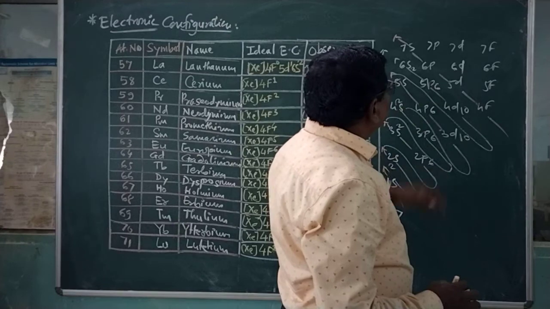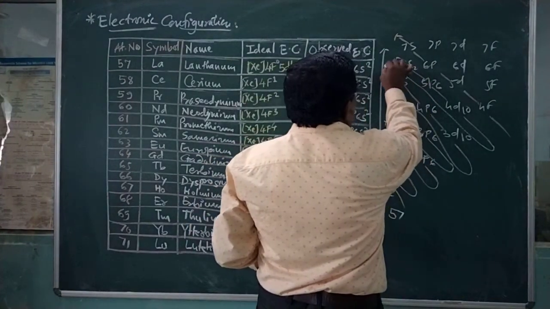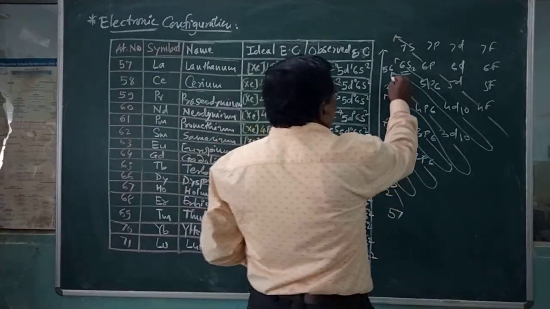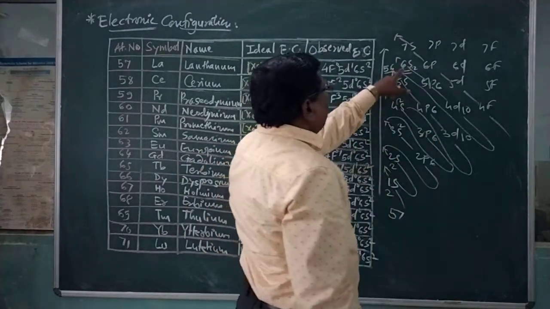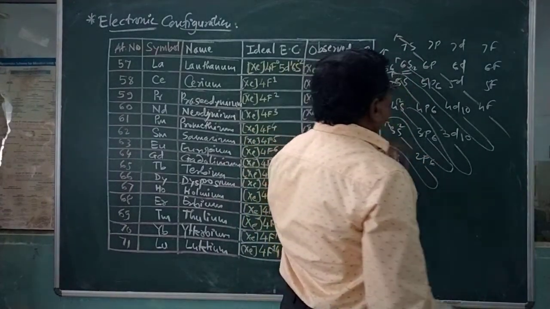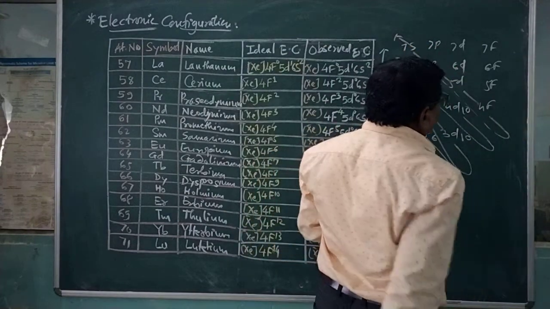Now here 54, this can be taken here, and this will be 56. Here 56 can be taken. Now when we take 56 as concerned to 6s, 2 electrons fill, and the remaining 1 electron enters the 4f orbital.